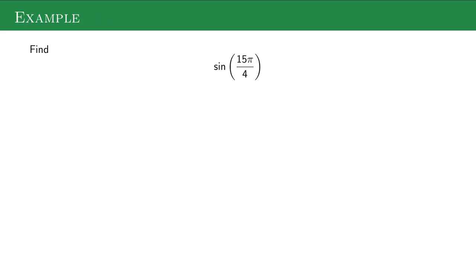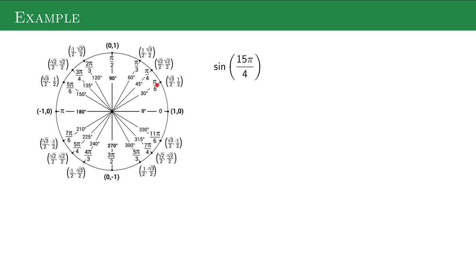All right, so sine of 15 pi over 4. We're doing sine and cosine values, so we want to load our unit circle. But if you look around the outside, the biggest over 4 is 7 pi over 4. So this 15 pi over 4 is bigger than the angles on my unit circle.